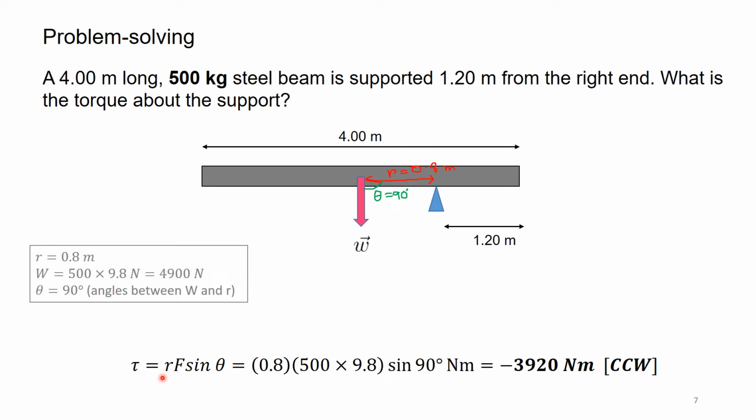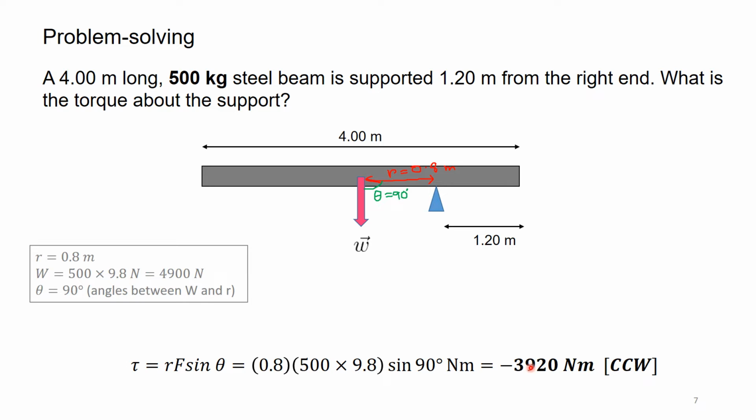Then, using these quantities, we just use the equation for calculating torque. Torque equals R times force times sine theta. And plug in the numbers here for R, and for the force you plug in the weight and plug in sine of 90 degrees. And the unit of torque is Newton meter. So you do the calculation, you will get negative 3920 Newton meter.